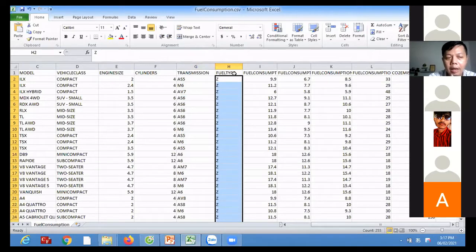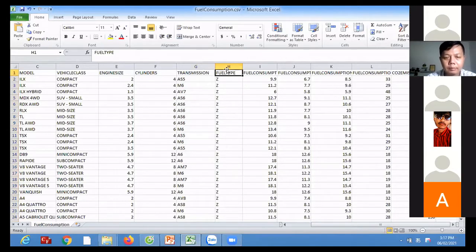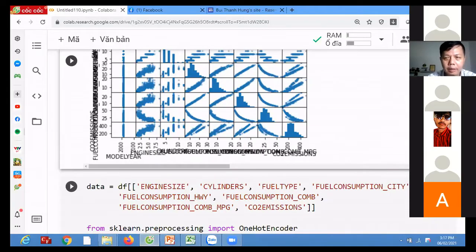For the fuel type, for example, we had four types, so we assign numbers: the first is 1, the second is 2, the next is 3, and the last is 4. Yes, and we can do that.